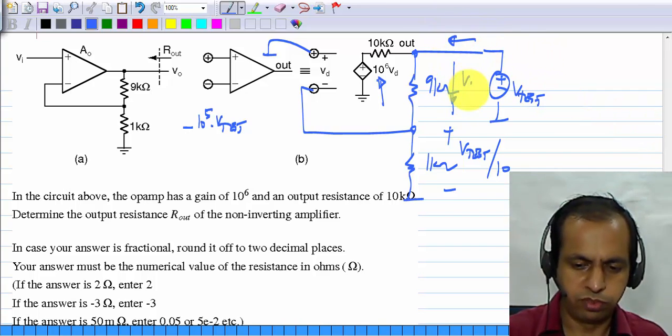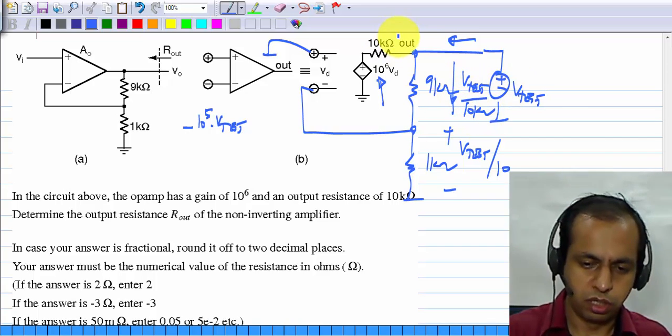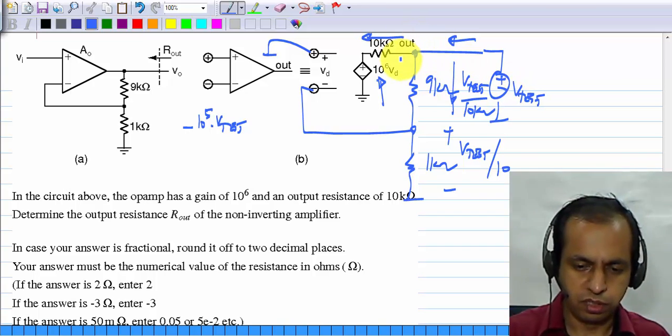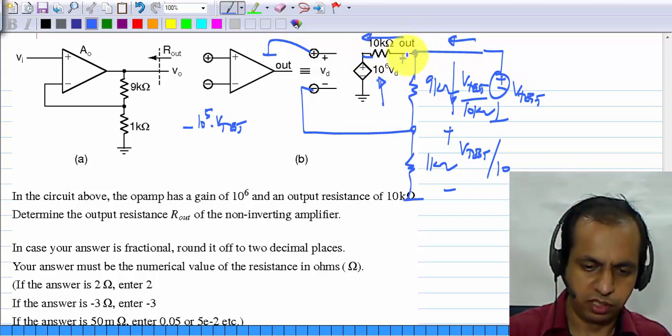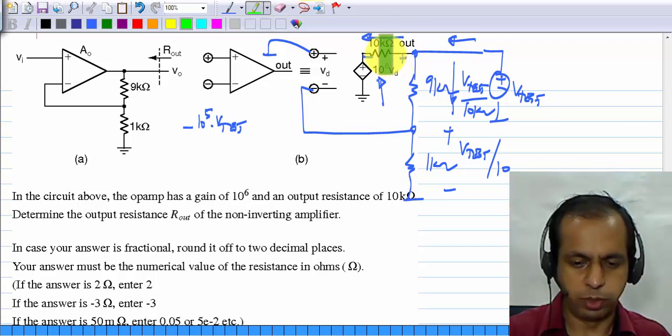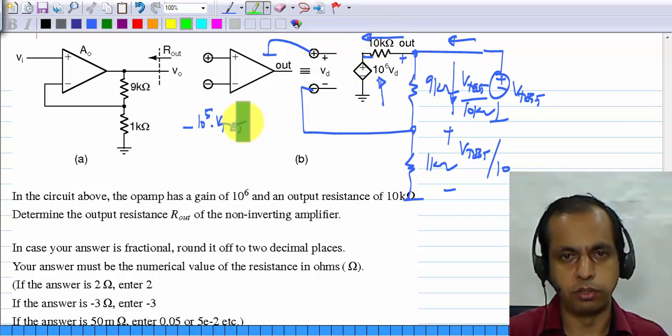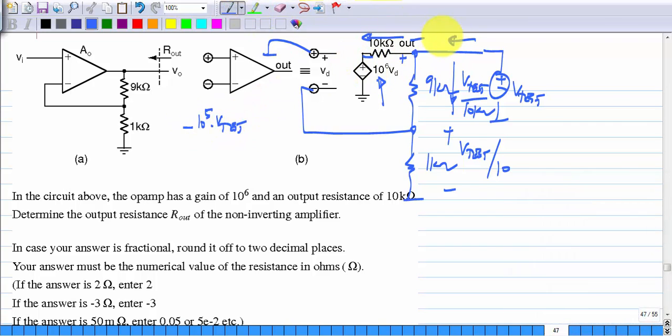Into this you have Vtest by 10 kilo ohms, and into this you have the voltage across this, which is basically on the right side we have Vtest, on the left side we have minus 10 to the 5 Vtest. So this current is Vtest times 1 plus 10 to the 5 divided by 10 kilo ohms.